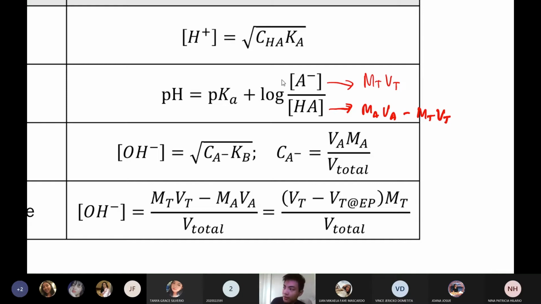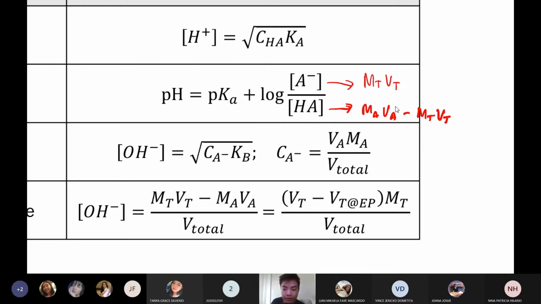Again, bakit naging ganito? So, yung moles ng ating conjugate base, paano natin naging ginawang ganito? Kasi galing yun sa titrant, no? When you add titrant, dun siya napoproduce. So, ibig sabihin, the number of moles of the conjugate base depends on the moles of the titrant added. Kaya ganyan yung equation. How about itong nasa baba?